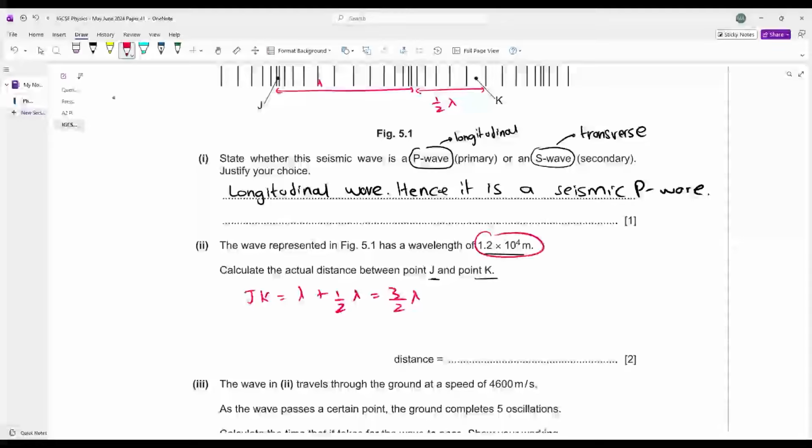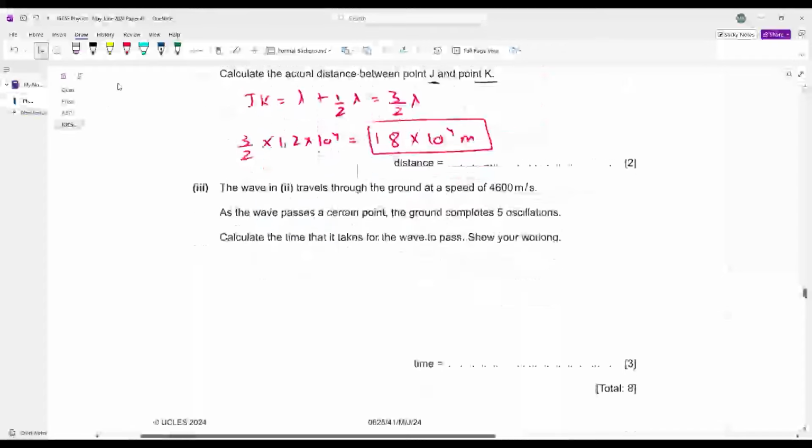Lambda की value क्या है? 1.2 into 10 raised to the power of 4. 3 over 2 into 1.2 into 10 raised to the power of 4. Can you calculate this answer? 1.8 into 10 raised to the power of 4 meters is your distance. Simple as that. Let's further move ahead.